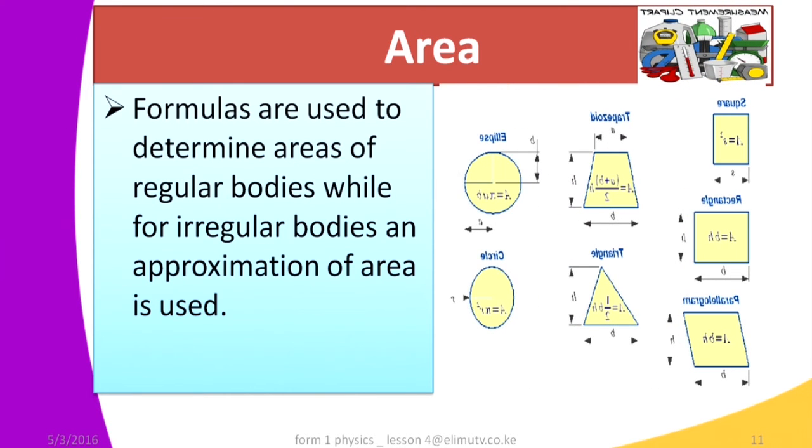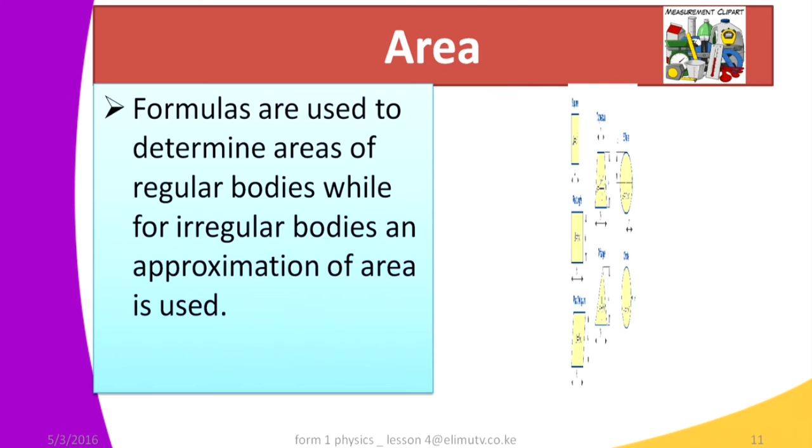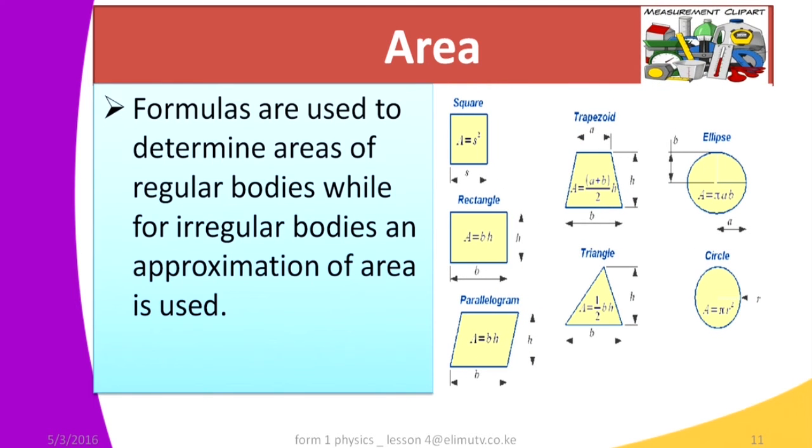So we have a summary of the formulas used here to calculate areas of different shapes of objects. We have a square and its area, a triangle, a rectangle, a parallelogram, a trapezium, an ellipse, and also a circle. They each have their own formula for calculating area. These are called regular objects because they have definite shapes, and therefore we can employ a known formula to calculate their area. So that is all about area.